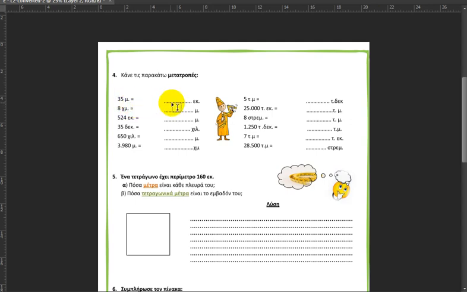35 meters into centimeters means I need to multiply by 100. So 3,500. Kilometers into meters means I need to multiply by 1,000, so 8,000.